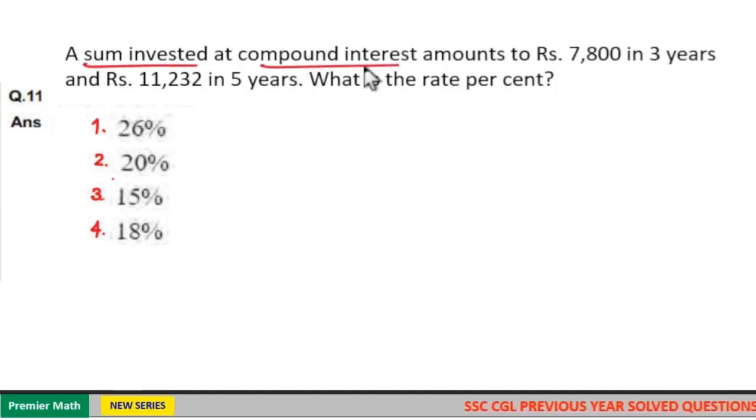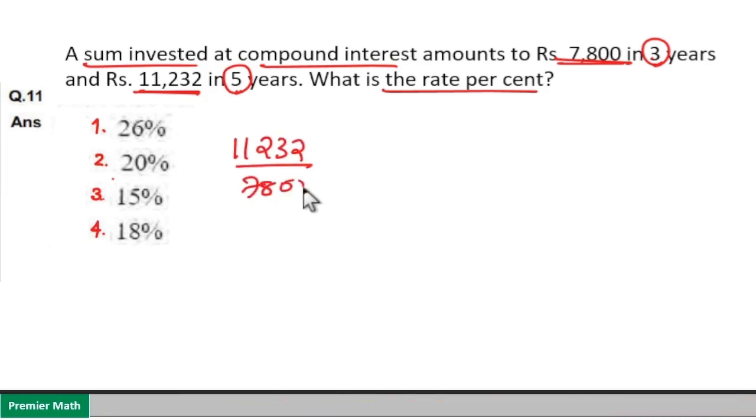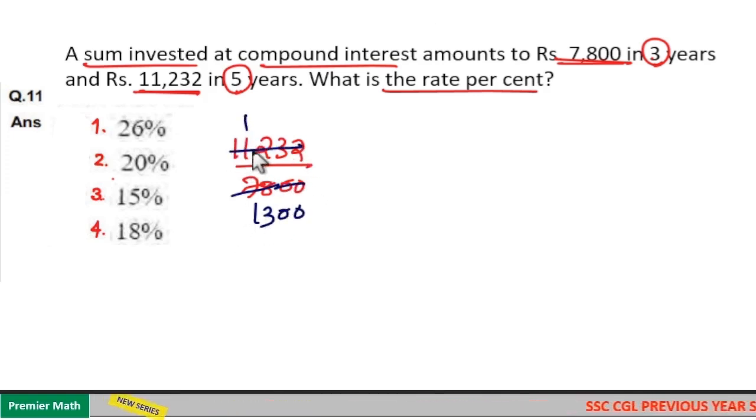A sum invested at compound interest amounts to rupees 7,800 in 3 years and rupees 11,232 in 5 years. What is the rate percentage? Here the difference between 5 years and 3 years is 2 years. In that case, take the ratio of 5 year sum and 3 year sum. That is the ratio of 11,232 divided by 7,800.